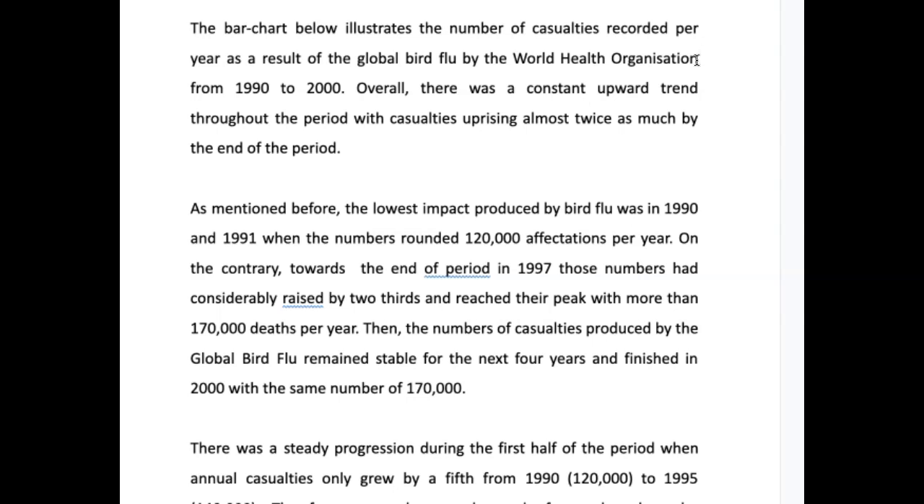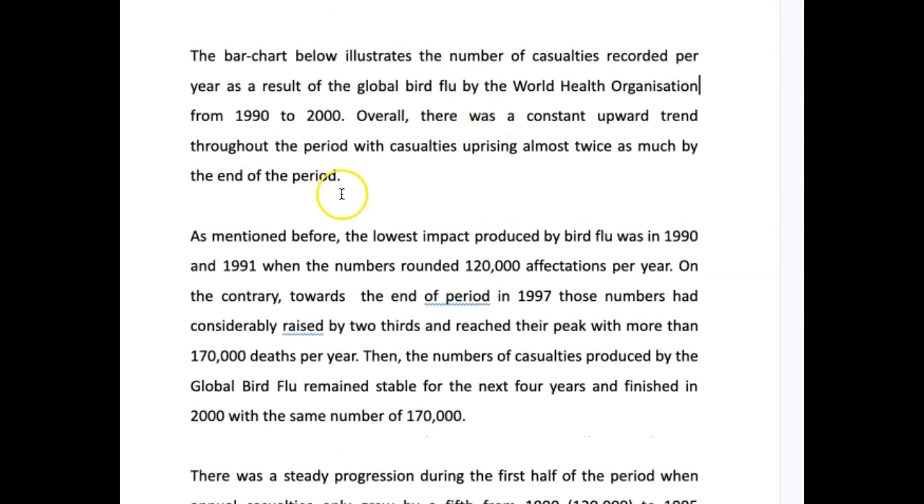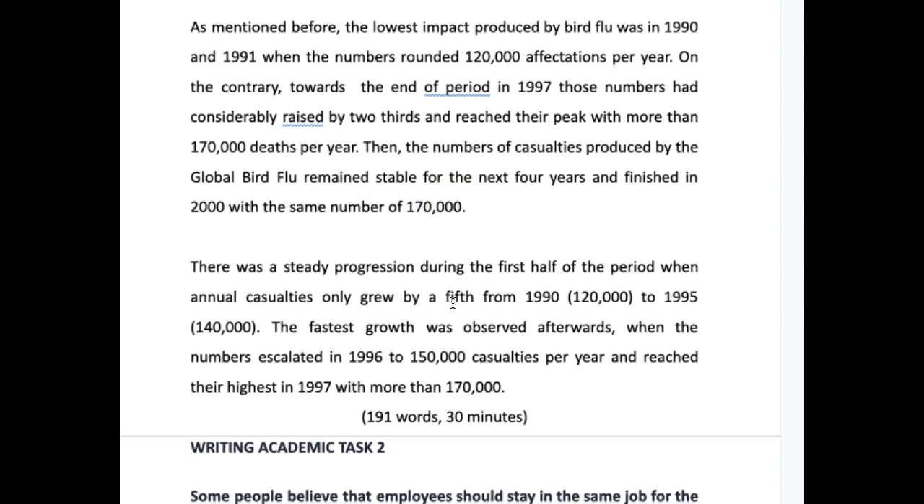Overall, there was a constant uptrend throughout the period, which with casualties, check the meaning. This usually means sort of like a revolt in the population, okay? With casualties rising almost twice as much by the end of the period. Excellent observation. Fantastic. We get the overall idea, which is exactly what we should do at the beginning. Great. As mentioned before, the lowest impact produced by bird flu was in 1990 and 1991.